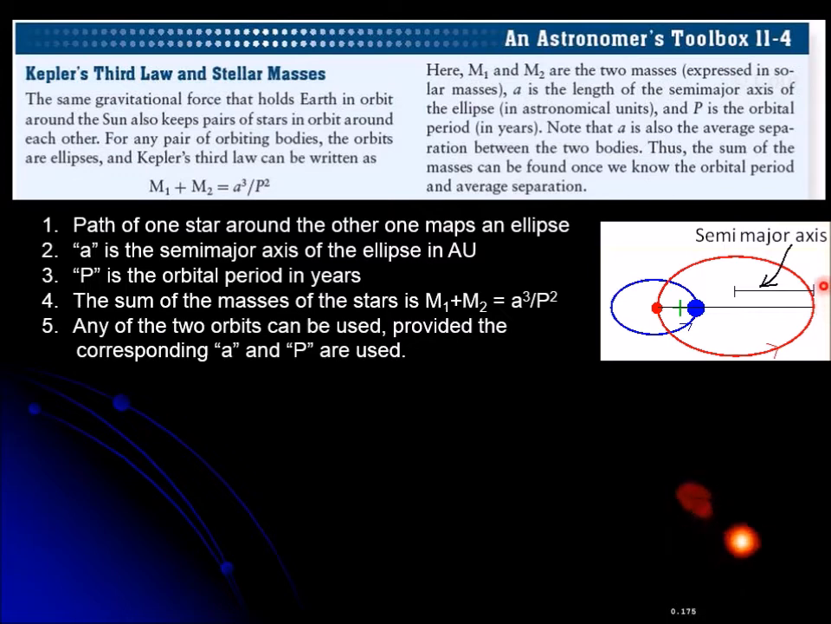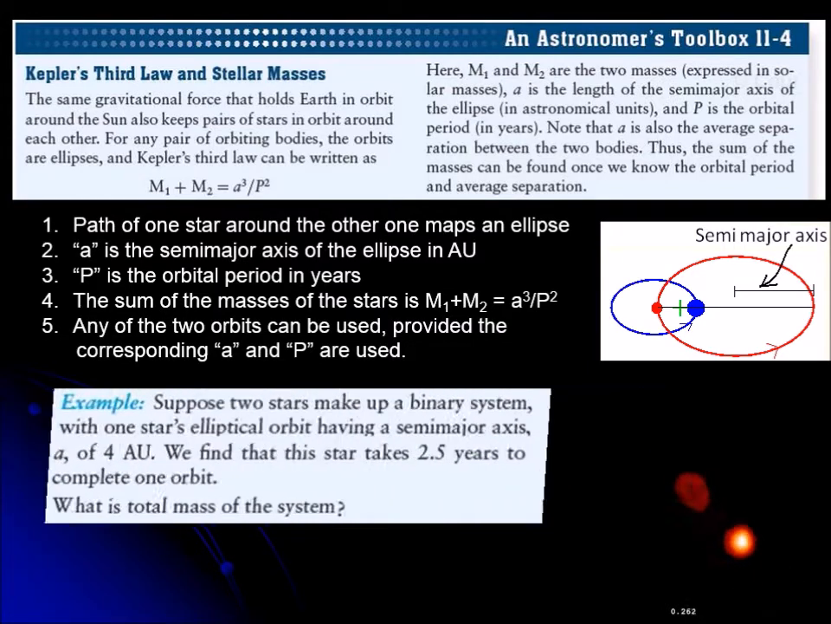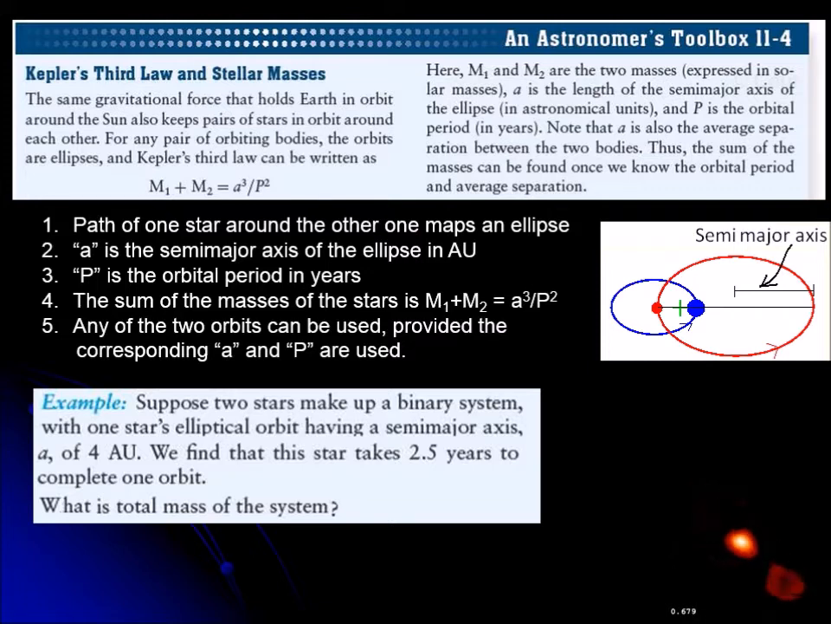And how long it takes for one star to complete an orbit around the other one is called the period. If we measure it in years, then this rule applies: the semi-major axis to the third power divided by the period to the second power will give you the sum of the masses of the two stars in solar masses.